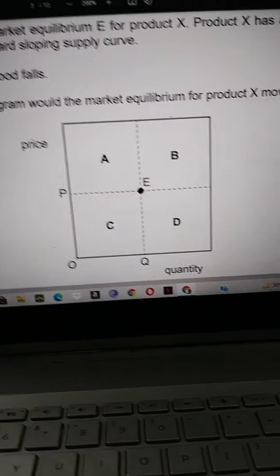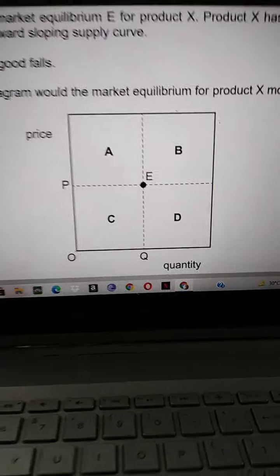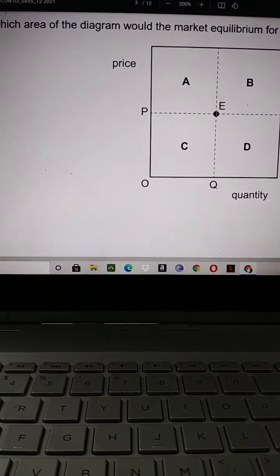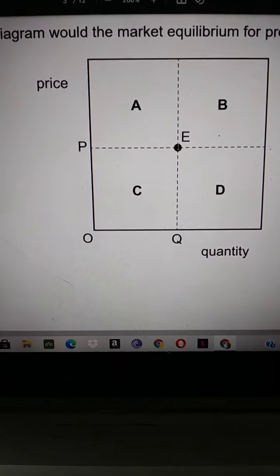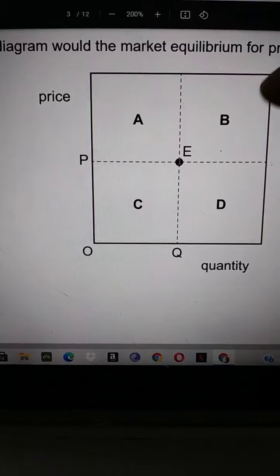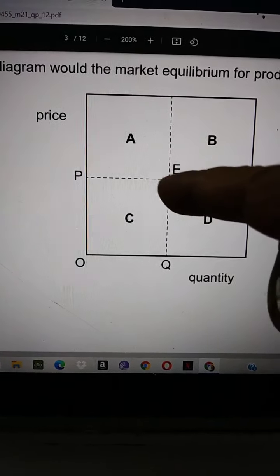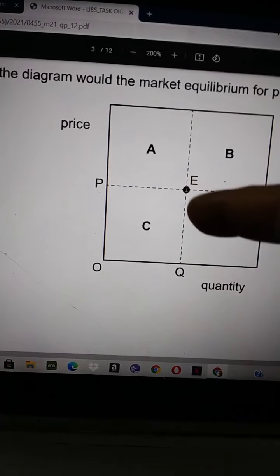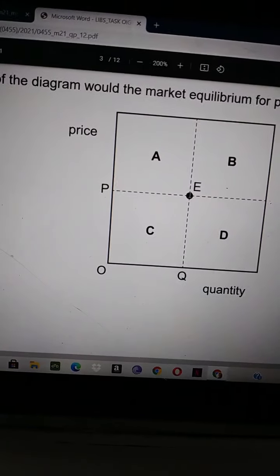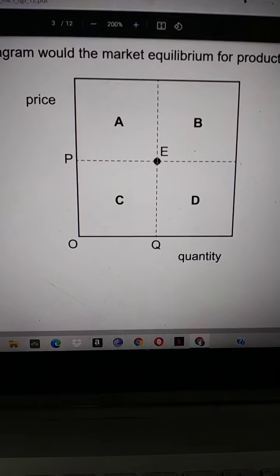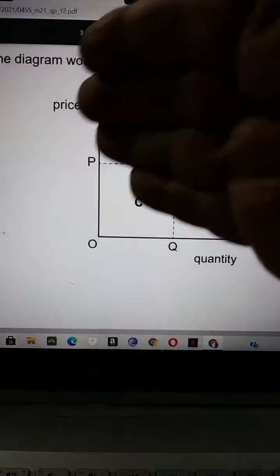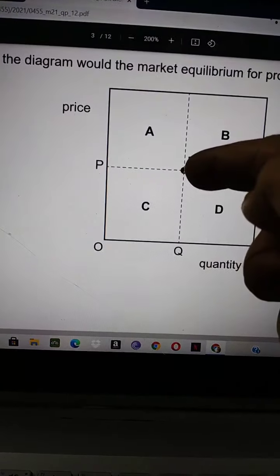In which area of the diagram would the market equilibrium for product X move? E is the equilibrium. Draw, for example, a curve at point E. If I draw a supply curve and a demand curve like this, the demand curve should be shifting to the left side. Why? Because the demand of this product is decreasing, so the demand curve will come over here. So the equilibrium point will shift from E to a point in region C. That was the question, in which region the new equilibrium will come. From E, demand shifts to the left side, so there is a decrease in demand. So C is the specific region where it will come.